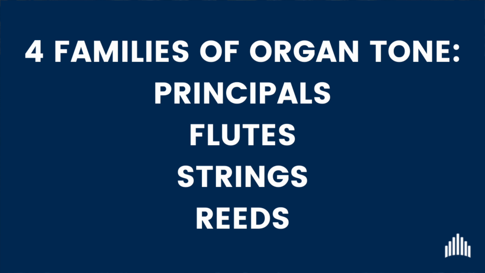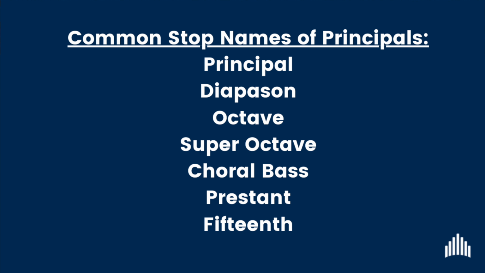There are 4 families of organ tone: principals, flutes, strings, and reeds. Principals are unique to the organ and are unlike any other instrument. They represent the typical organ sound. Common principal stop names include principal, diapason, choral bass, octave, and 15th.